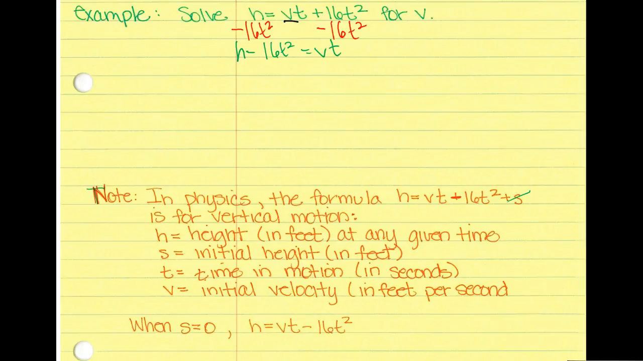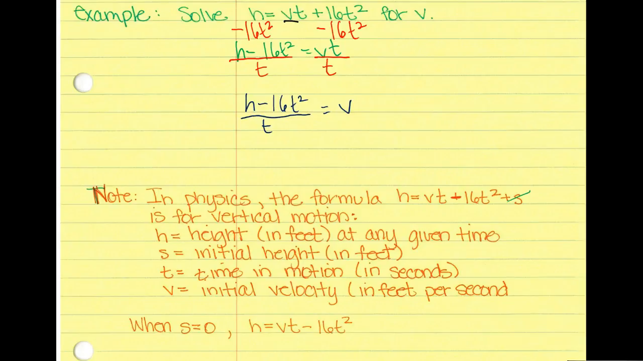Now the only thing left that's happening to v is multiplication by t. So to undo that multiplication, I divide each side. So my final is h minus 16t squared all over t equals velocity. So why is that good to know? The reason is I might be given my height, that's h, I might be given time, that's t, and I'm looking for velocity, and now I can solve directly for velocity. Instead of finagling velocity with a time, I've already solved for velocity.